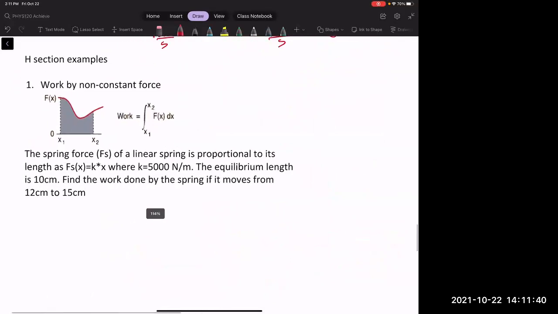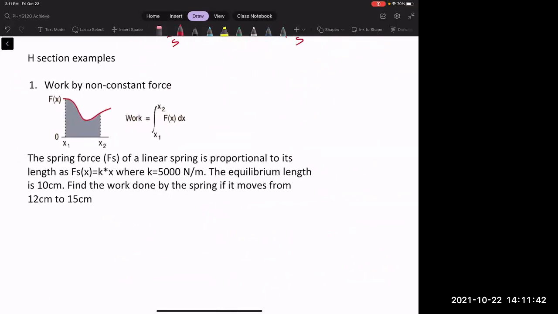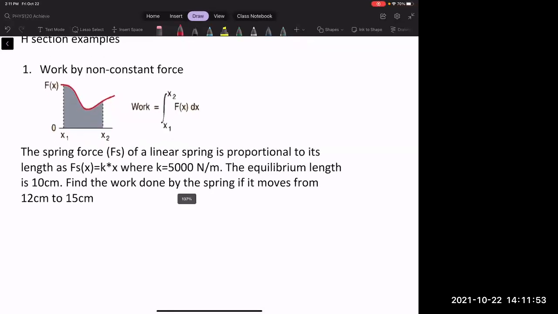Here I want to show one example for the honors section. The example I give you here is the work definition for a non-constant force.